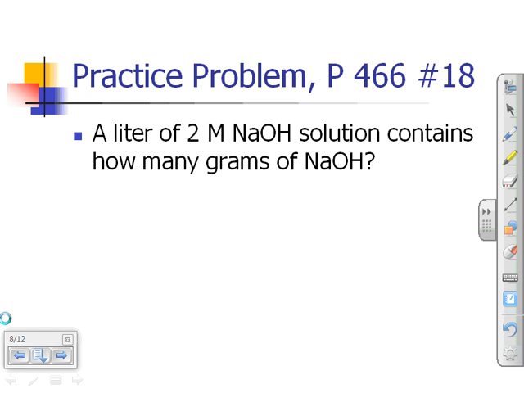Let's work another practice problem. Here it is in your books. If you want to stop the video now and practice it yourself, you can do that. I'd recommend doing that to give you a little bit of practice. It says, a liter of 2 molar sodium hydroxide solution contains how many grams of sodium hydroxide? So we have our givens. This is our volume in liters. So we have our liters, which is 1. We have our molarity, which is going to be 2. So we just plug it into our formula.